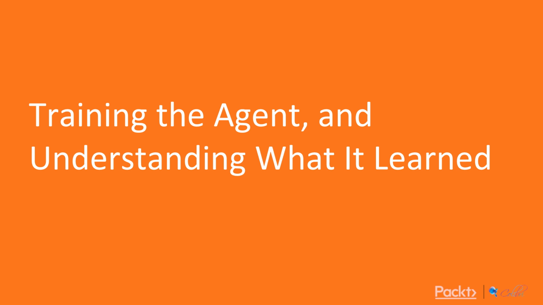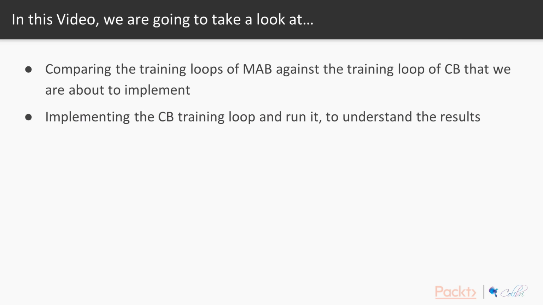In this video, we're going to combine the agents that were written in the last video and the Contextual Bandit environments that we wrote in the first video, and we perform the training step to understand that A, we're going to actually train the agents successfully, and B, we're going to actually train it to learn the best policy. Specifically, we want to also compare the training loops of Multi-Armed Bandit against the training loop of Contextual Bandit.